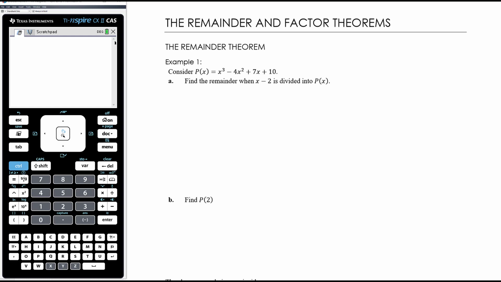So we want to look at this polynomial, p of x. It's x cubed minus 4x squared plus 7x plus 10. And we want to find the remainder when p of x is divided by x minus 2. Okay, so let's, in this case, do the division to find what remainder we end up with. So, a good little recap of our long division.